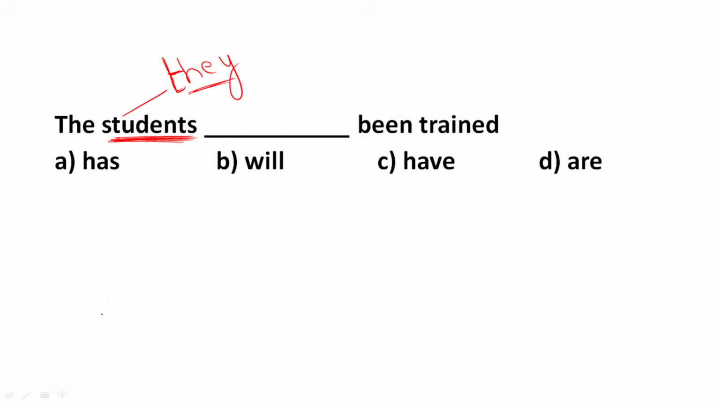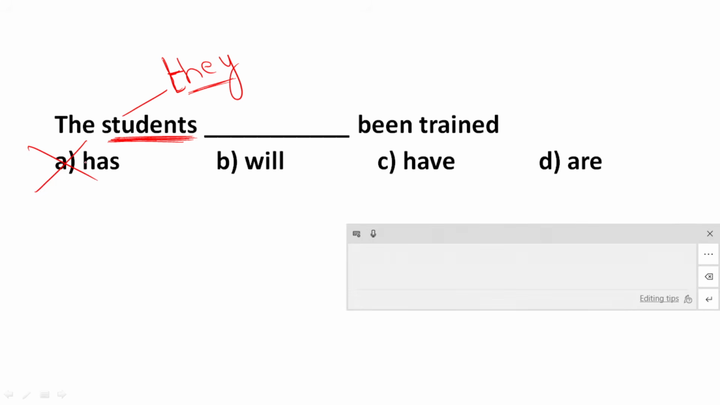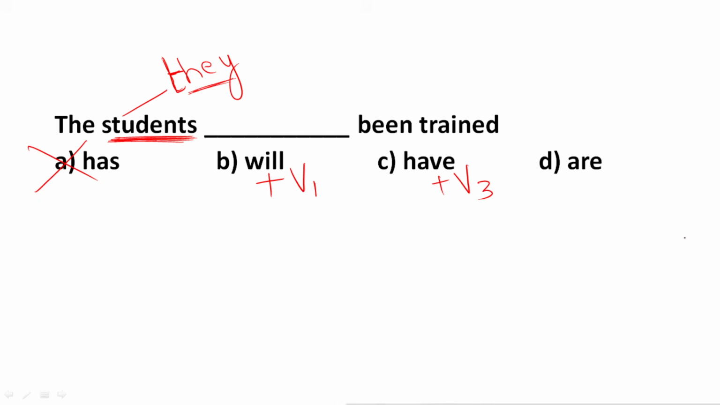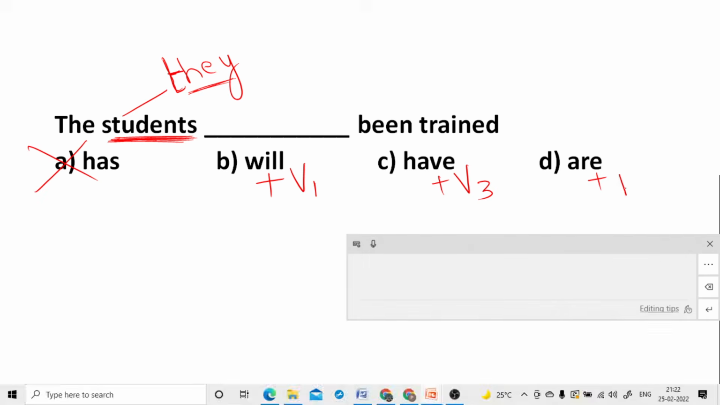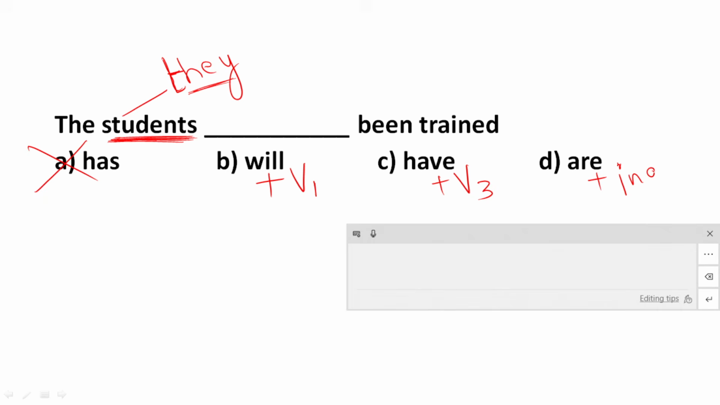Now based on that, we choose the right option. See here, they has no chance at all. Now, please understand, when will comes in a sentence, the verb is first form. When have comes in a sentence, the verb is third form. Similarly, when we have are as the helping verb, the verb is in the ing form. Correct? Now, this is all that matters.